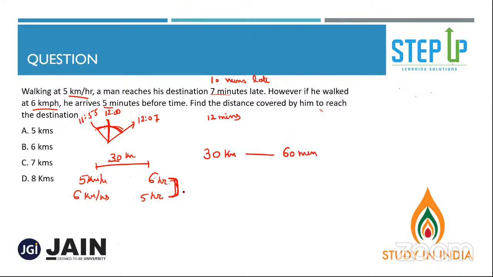30 kilometers the distance, the difference in the timing is 60 minutes. So for 12 minutes, what will be the distance? 30 by 5, 6 kilometers the answer. 30 by 5 is 6 only, no? Yeah. Got it, people? Aditya?